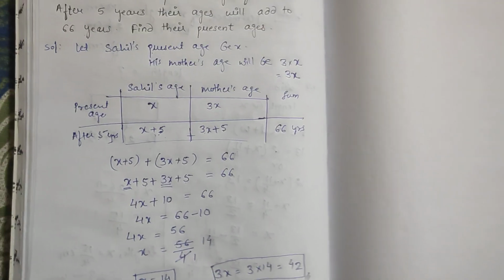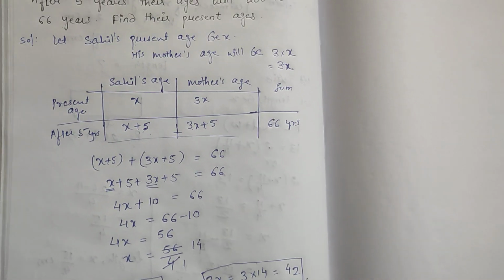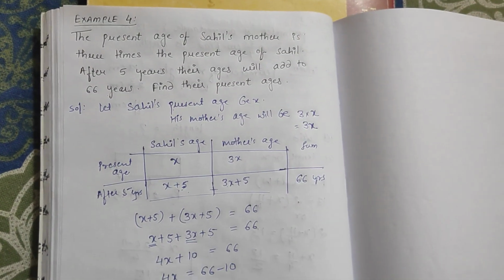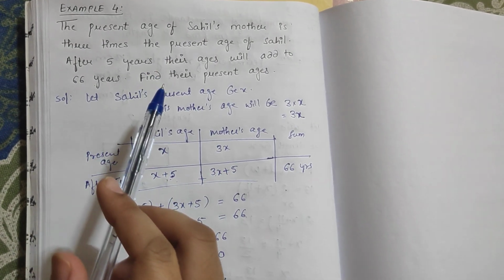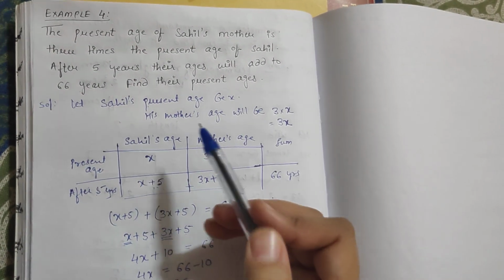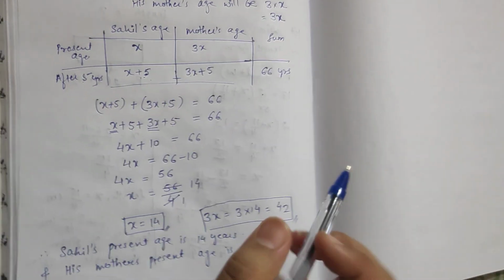So by using this transpose method, we can find out the present ages of Sahil and his mother. This is how you have to solve such questions. First, see the question carefully. 2 to 3 times you have to read the question carefully. You have to see what they have asked, what they have given, and then form the equation and then find out the solution.